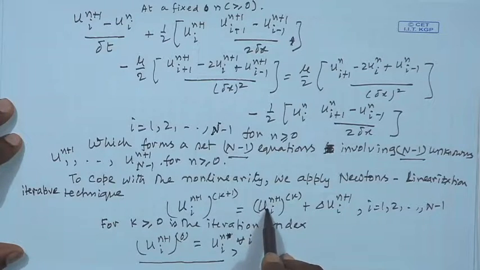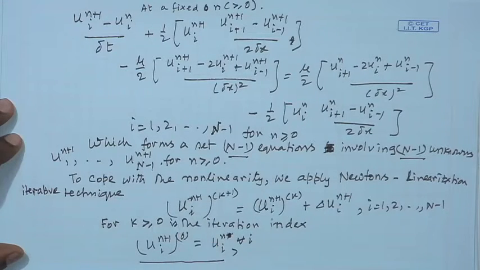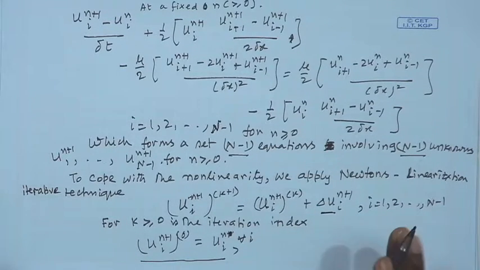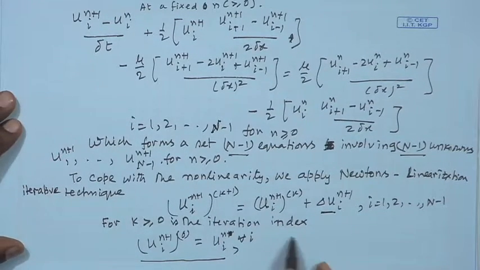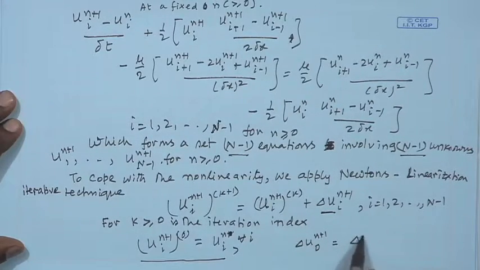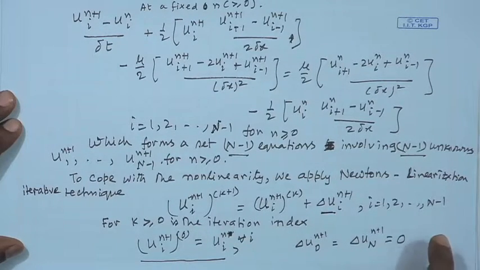So, at every iteration in the Newton linearization technique, we approximate the solution u_i^{n+1} at the (k plus 1)th iteration by this recurrence relation. This is the error, and we assume that these errors are very small, so square and higher orders are negligible. In addition, delta u_0^{n+1} and delta u_N^{n+1} are 0, because these are the two boundary points where the solution is known.